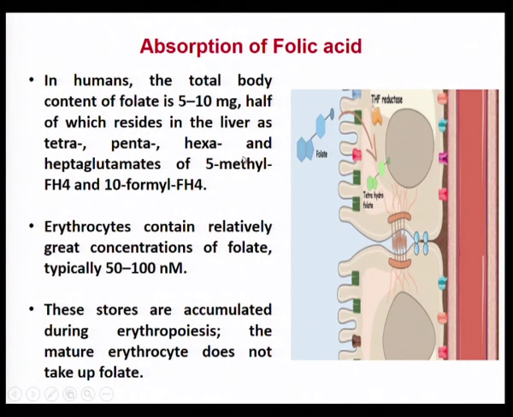And you also see folic acid going inside erythrocytes. Greater concentrations, let's say 50 to 100 nanomolar, of folic acid are also present in RBCs. These stores are accumulated during erythropoiesis. So when the RBC is maturing, it all gets inside the RBC and is made available in the process of RBC maturation. Once an RBC is mature, its uptake is limited. The uptake of folic acid inside mature erythrocytes is limited.